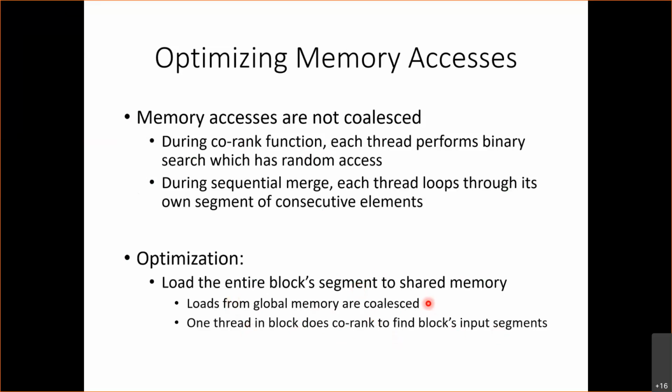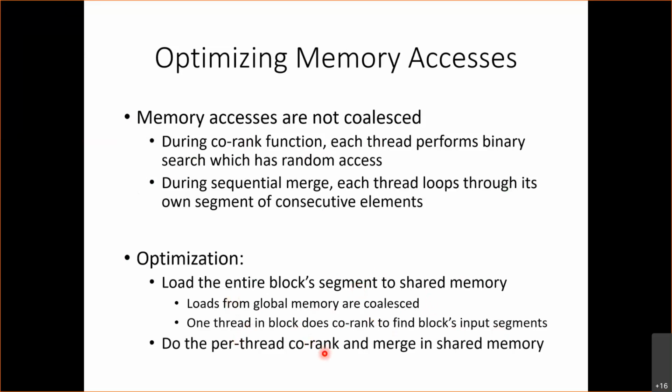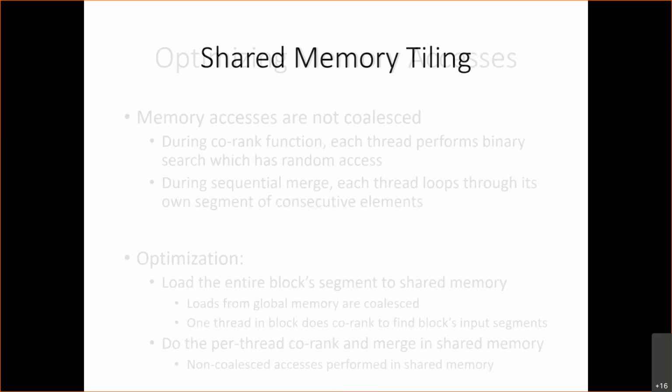And then each thread will do a co-rank inside of shared memory in order to find the subsegment that it owns, and then it will do the merge in shared memory to provide a result array in shared memory. And then we can take this result array and store it back to global memory in a coalesced way. So here the non-coalesced accesses will be performed in shared memory. Let me show you an illustration of what I mean by that.